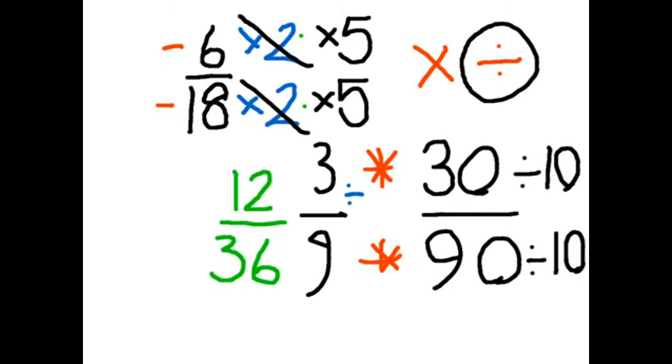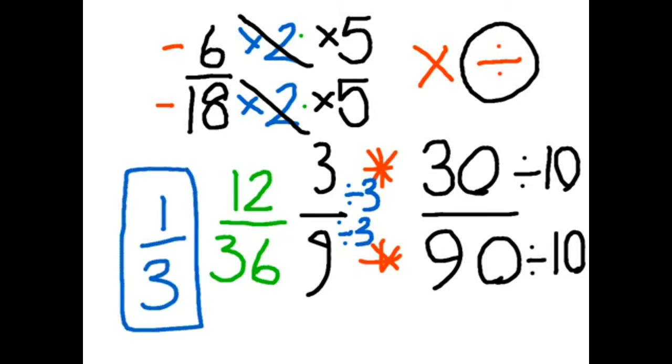Okay? So 3 divided by 3 and 9 divided by 3, see we're doing the same thing for both top and bottom, equals 1/3. Now 1/3 is a fraction in the simplest form, because 1 we can't divide anything into, and 3 we can't divide anything into, except for 1. But that'll still get us 1/3.